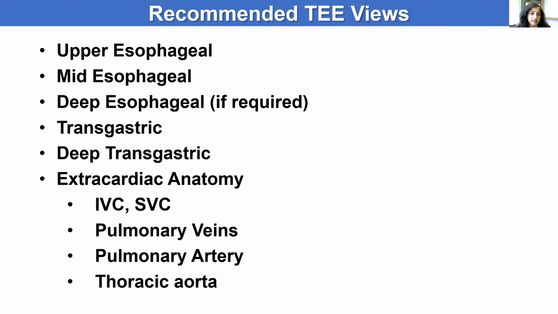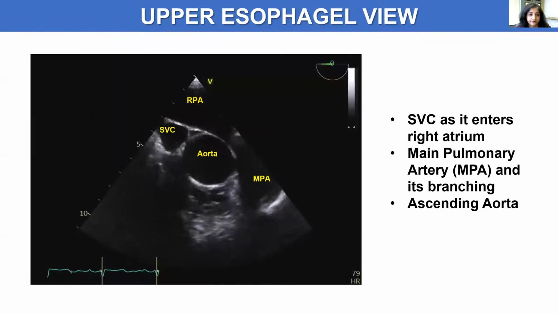And these are the recommended TEE views: deep esophageal views only if required, but in general, upper esophageal views, mid esophageal views, the transgastric and deep transgastric views, and then prior to withdrawing the TEE probe, to evaluate extracardiac anatomy.